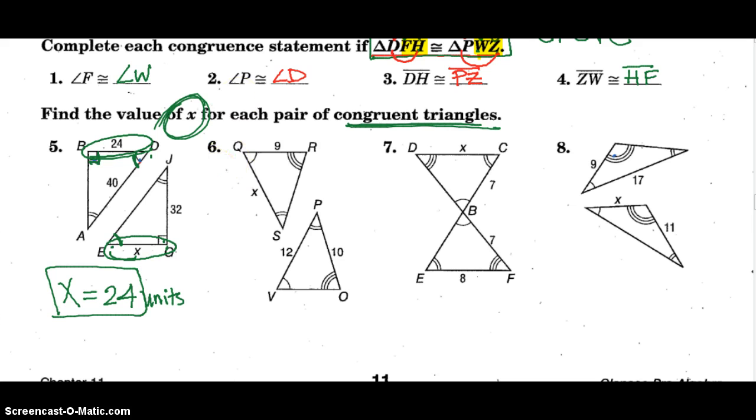For number 6, let me change colors. I'm looking for X, and it's between the 1 hash mark and the 2 hash marks. So between 1 hash mark and 2 hash marks is the number 12. So X is 12. And that is how easy it is to work with congruent triangles. And I'll leave 7 and 8 for you to try on your own.